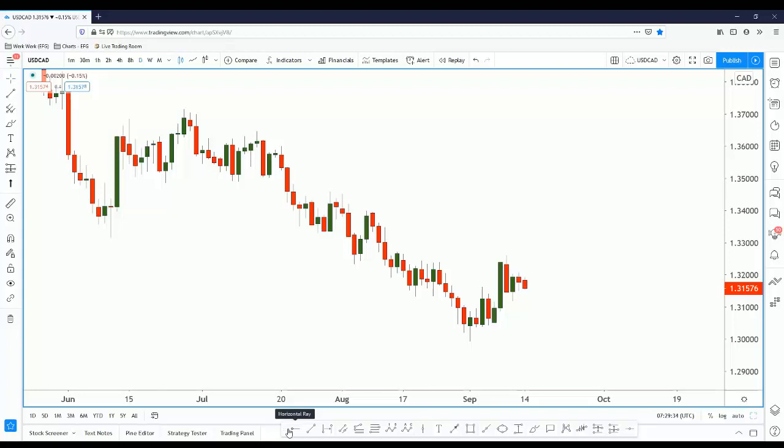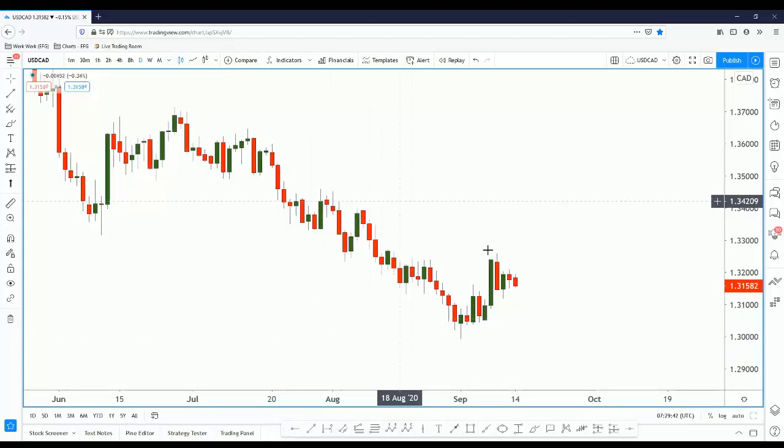Everyone, welcome to today's trade of the day, and for today's trade of the day we will be looking at the dollar CAD. Now the dollar CAD on the daily has formed a very interesting reversal pattern. Alright, so here I have the dollar CAD on the daily.